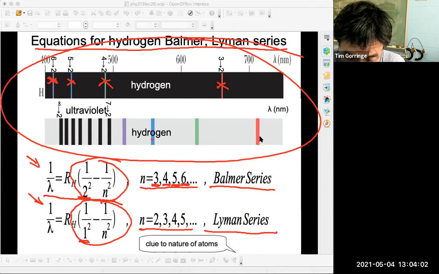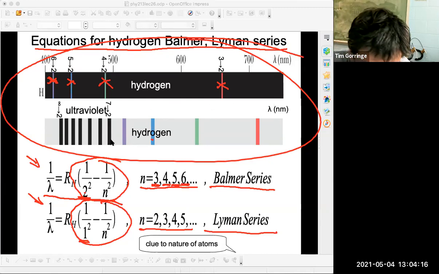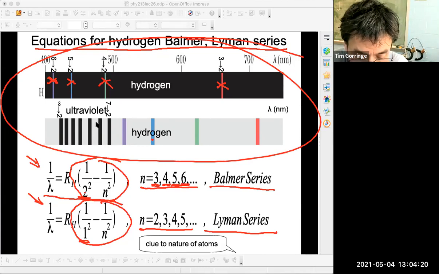So here's the Balmer red, azure, I think is the color they call it, blue and violet. That's the 3 to 2, the 4 to 2, the 5 to 2, the 6 to 2 from upstairs here. But then beyond that, there's a 9 to 2, 10 to 2, 11 to 2. These are all in the ultraviolet.